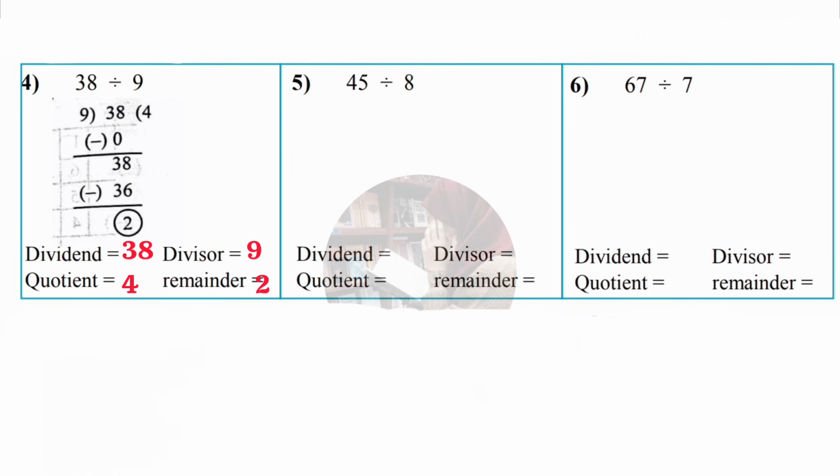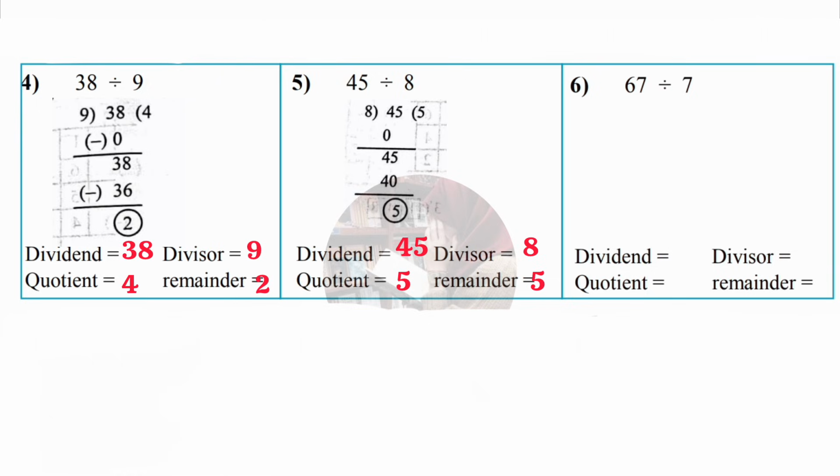Okay, let's see the fifth one, which is 45 divided by 8. So 8 5s are 40. 5 will be left as remainder. Write down. Dividend is 45. Divisor is 8. Quotient is 5 and remainder is 5.